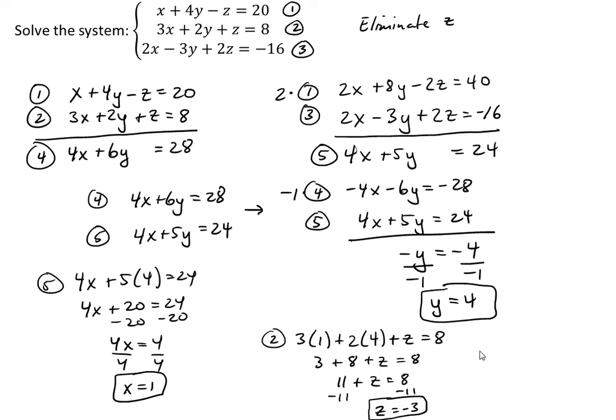So we write our solution as an ordered triple with the x-coordinate first, then the y-coordinate, then the z-coordinate. And we can check our answer by taking that and plugging it into each of the three original equations and making sure we get a true statement.